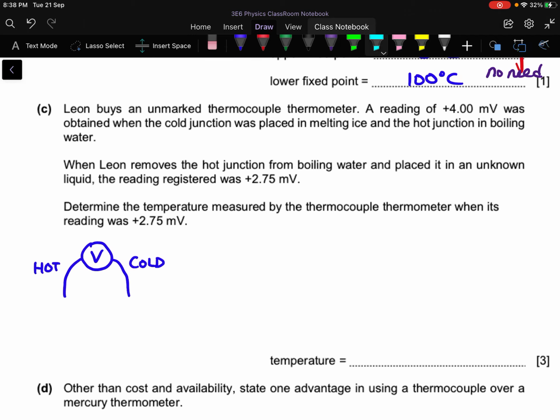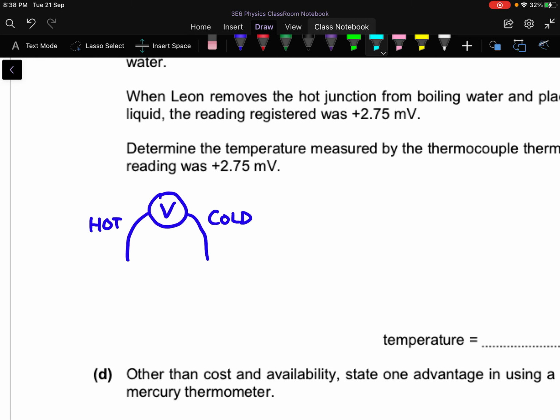This is actually from your homework worksheet. You're asked to deal with a thermocouple thermometer. A thermocouple thermometer basically looks something like that. There will be a voltmeter, this is where you read your reading. Then there will be 2 wires that come out. This wire will be the thing that you insert into the sample that you want to measure your temperature.